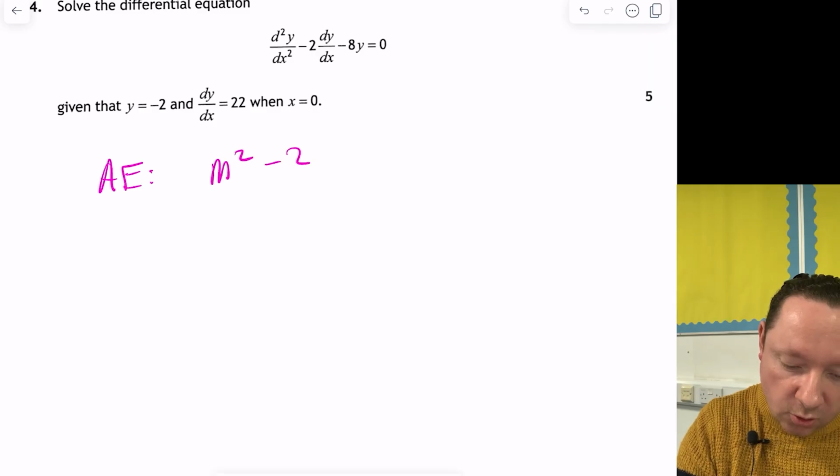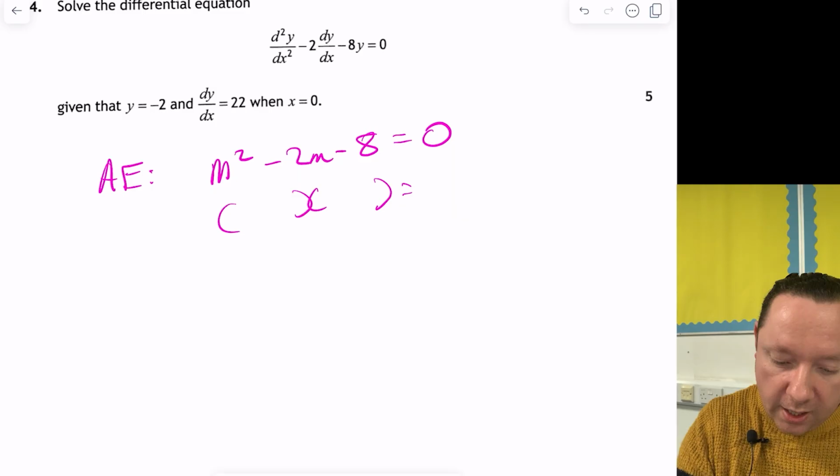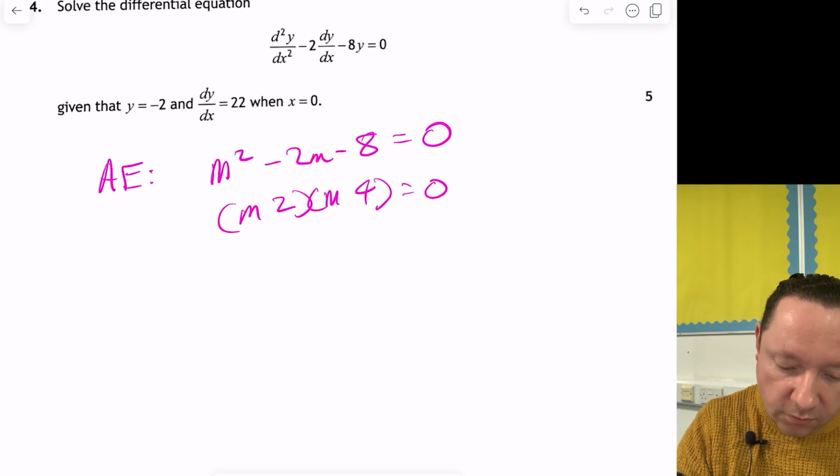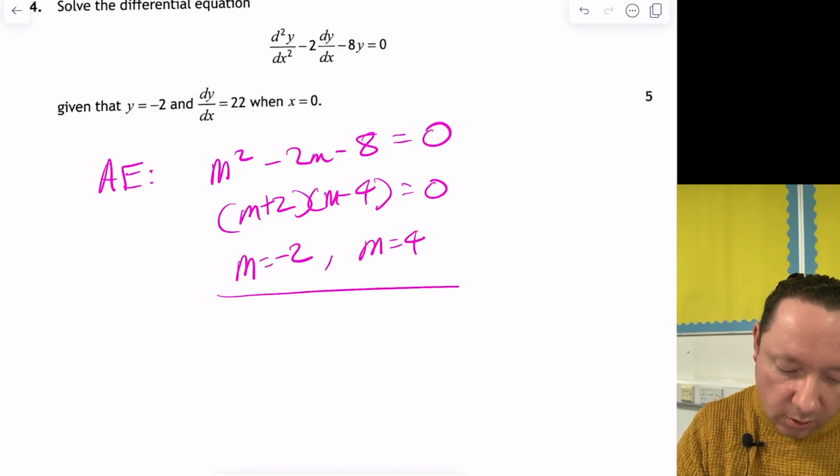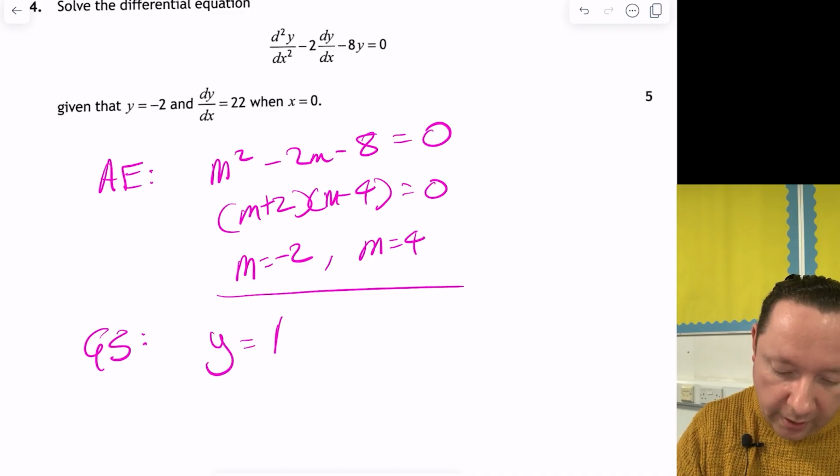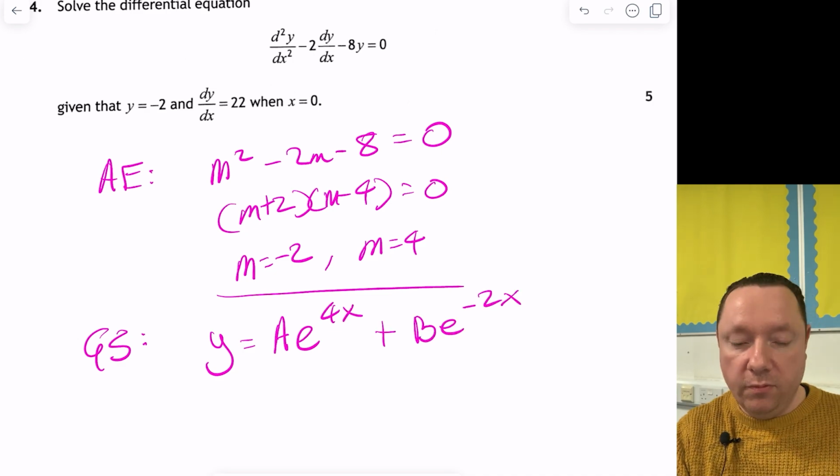m squared minus 2m minus 8 is 0. Quick factorisation on that to give us 4 and 2. Minus 4 plus 2. So m is minus 2 and m is 4. So that means that our general solution is y equals a e to the 4x, we'll just put the positive one first, plus b e to the minus 2x. Doesn't really matter the order you put them in.